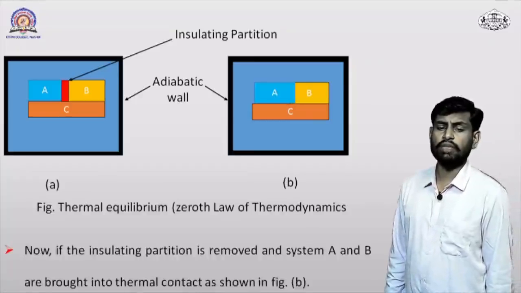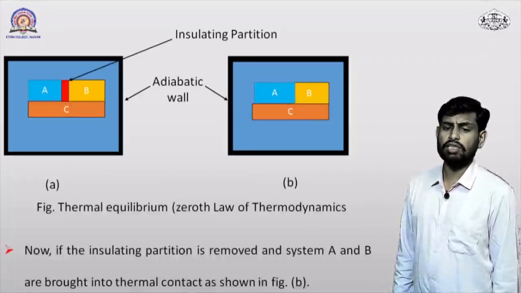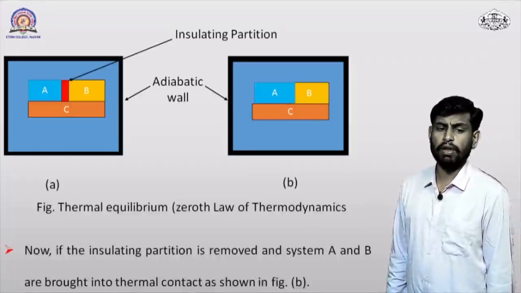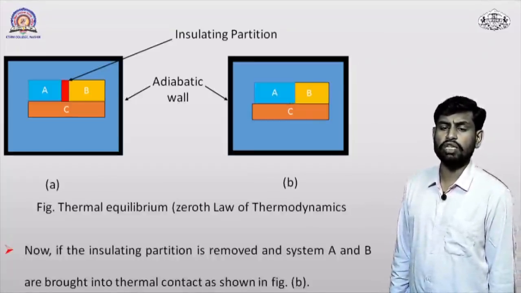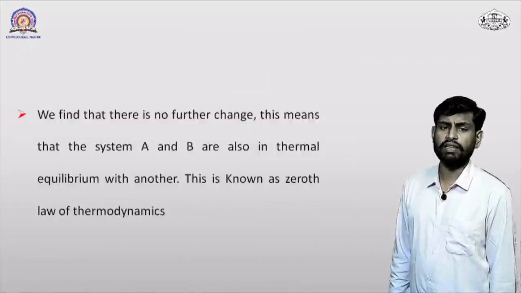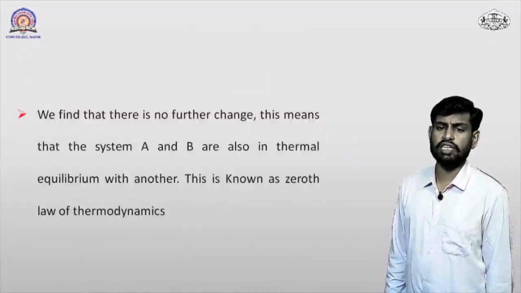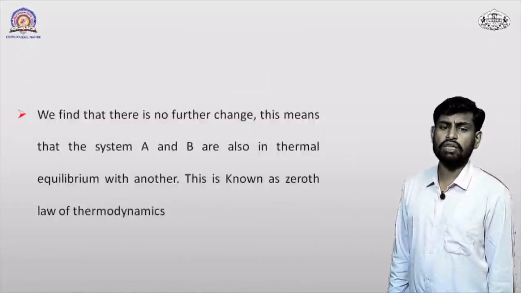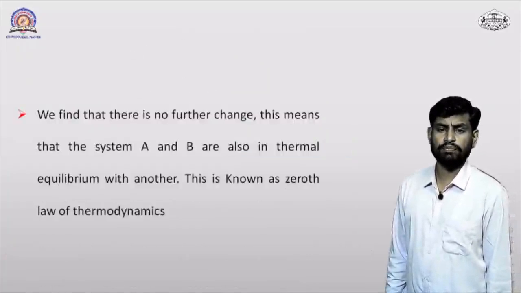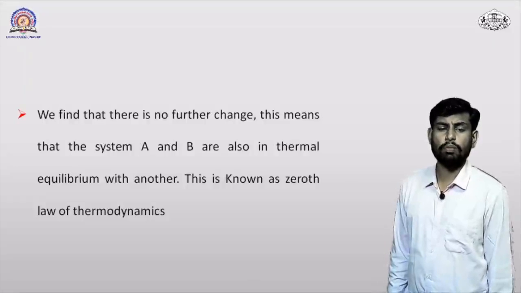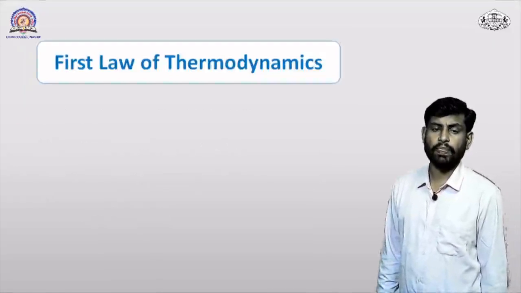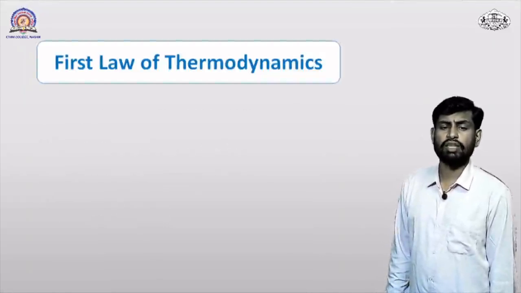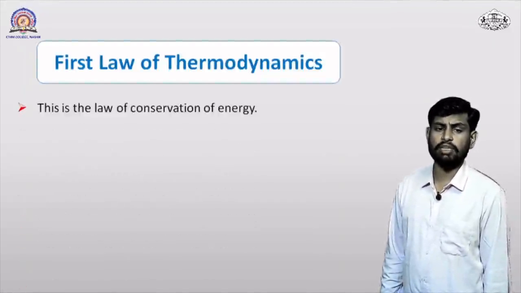If the insulating portion is removed and systems A and B are brought into thermal contact as shown in figure B, we find that there is no further change. It means that systems A and B are also in thermal equilibrium with one another, which is known as the zeroth law of thermodynamics. Now consider the first law of thermodynamics.